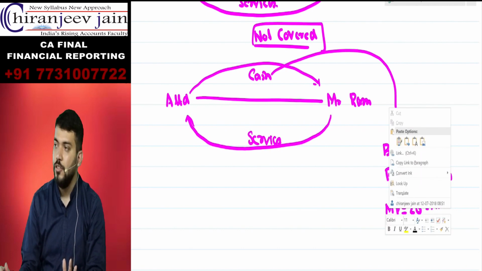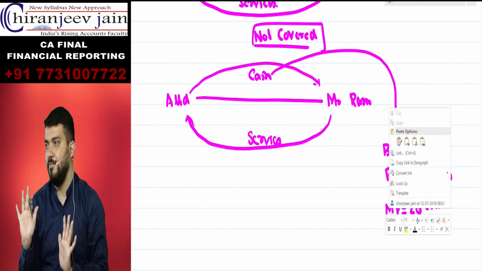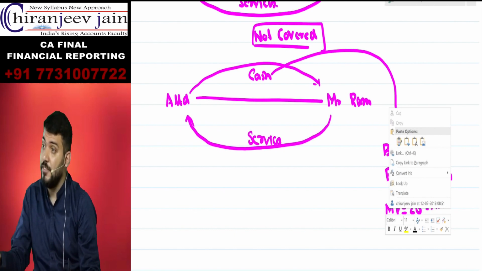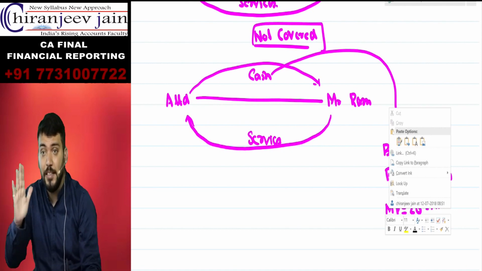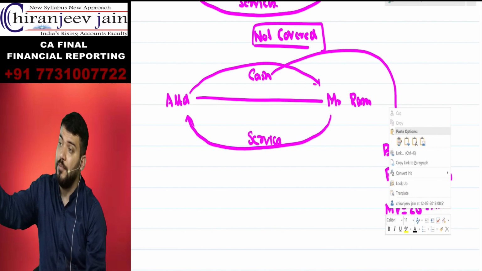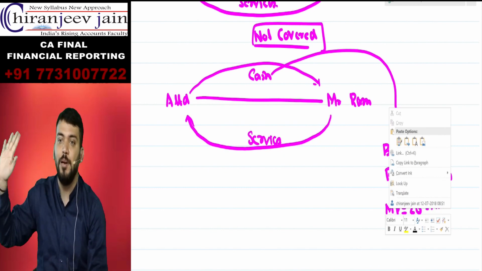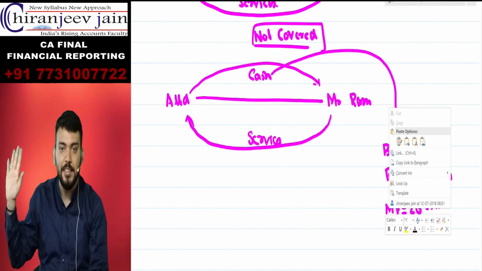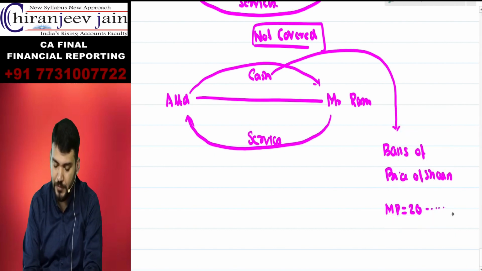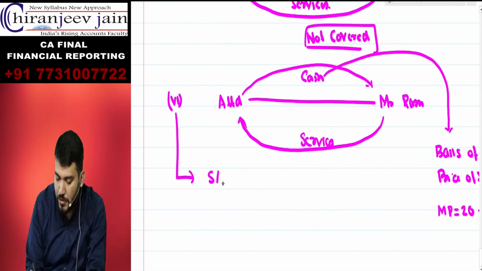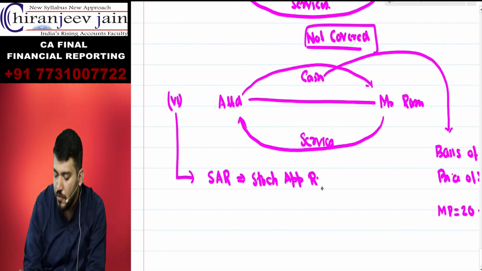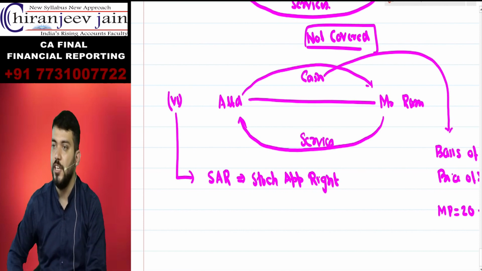Are you getting it? Now what do I need to explain? If it is based on the price of shares, the contract is done when the market price was 20. When the service is provided, after providing service, the market price becomes 25. What is the difference? 5 rupees will be paid in cash. This concept is known as SAR, stock appreciation right.